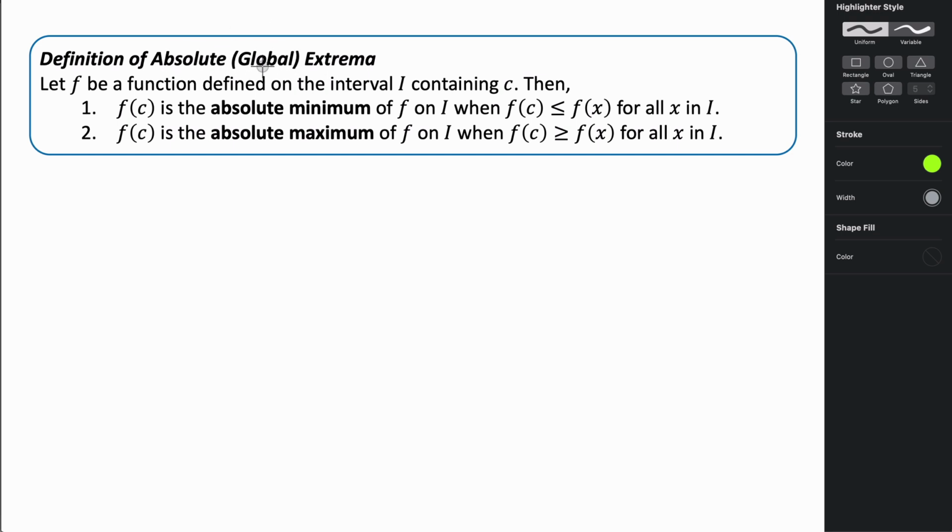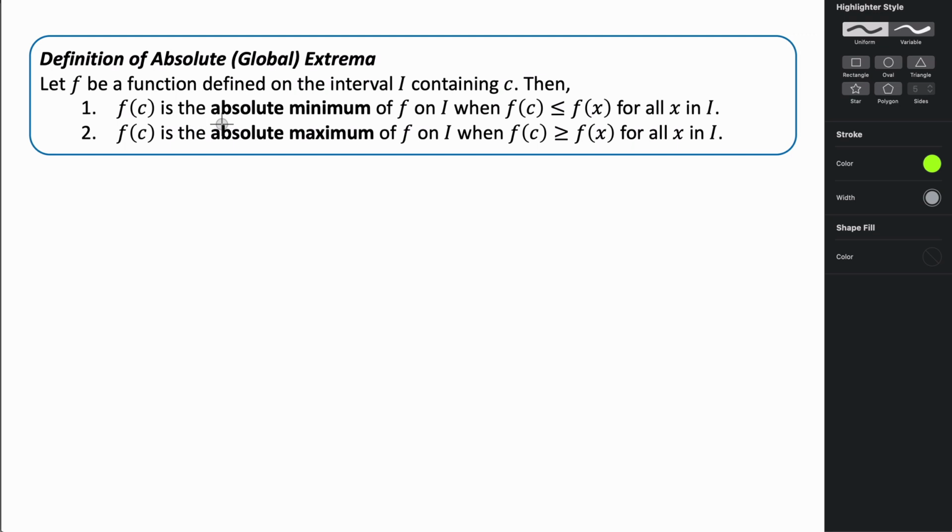global extrema. So if we have f that is a function defined on some interval I and it contains some point c, then we know that f of c is called the absolute minimum of our function on that interval when f evaluated at c is less than or equal to all values of our function anywhere else on this interval. So that's basically what this is saying, is if you can find a point where you evaluate your function at that value, if its value is less than all other values of y on that interval, then that point represents the absolute minimum.